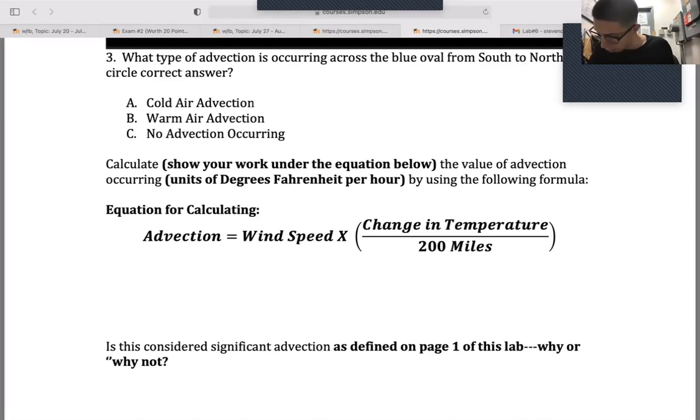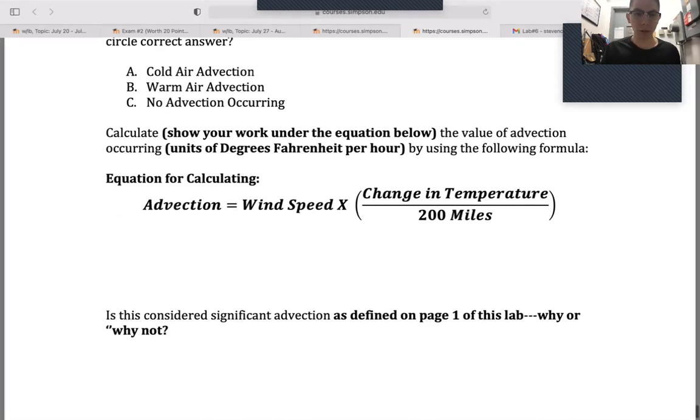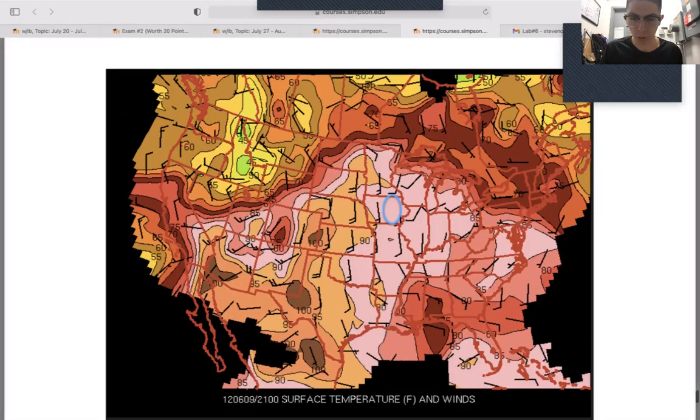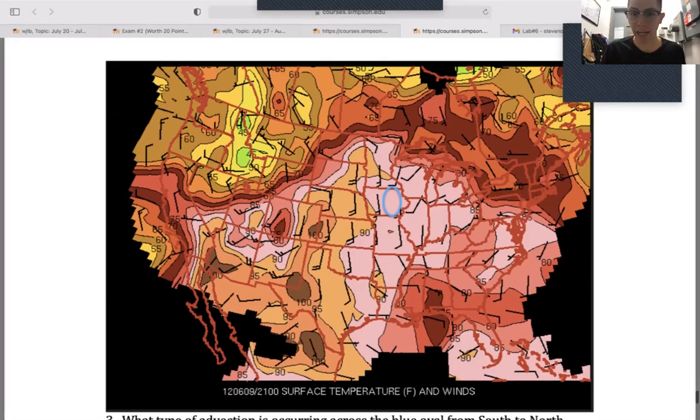I put down that there is no advection. The reason why is, if we go to the map, we see the blue oval, right? And it's within the same isotherm. There is no change in isotherms cutting across. There's no wind cutting across the isotherms, which would change the temperature. And it doesn't really matter what the wind speed is, because there's no change in temperature to give us advection. But we might as well talk about it. I averaged it out at about 10 miles per hour.